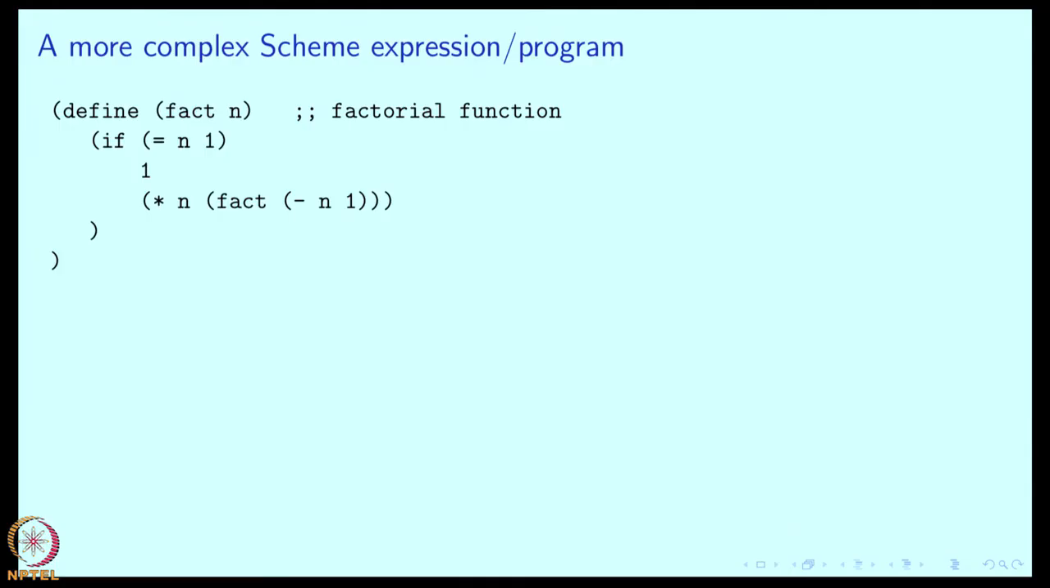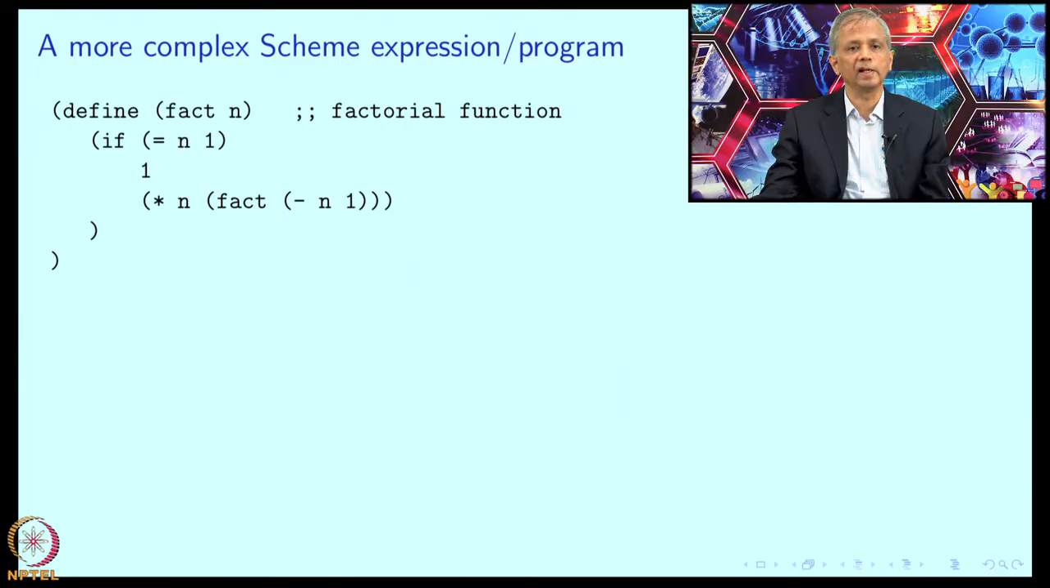Here is a more complex Scheme expression or program. So this program is just a definition, but let us read it first. This is an expression which defines a function. Fact is the name of the function. It takes one argument n and it is supposed to compute the factorial.